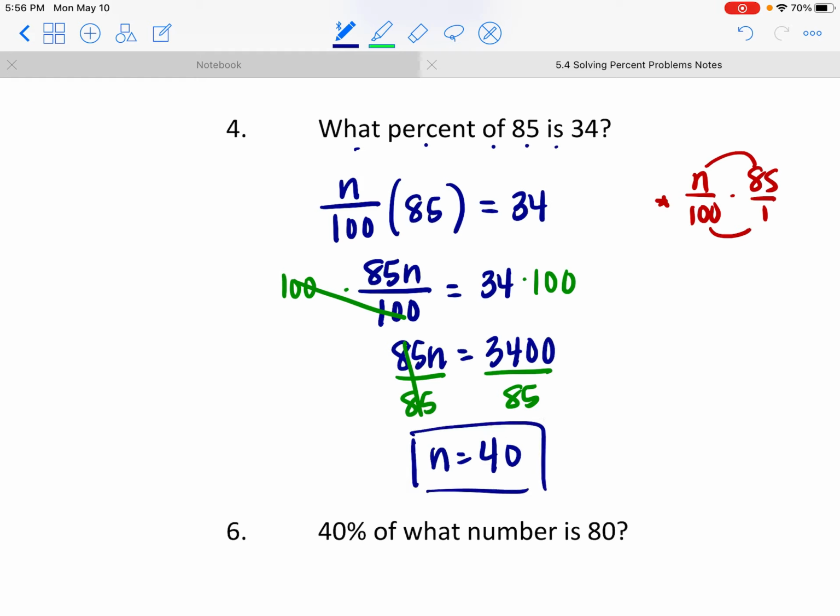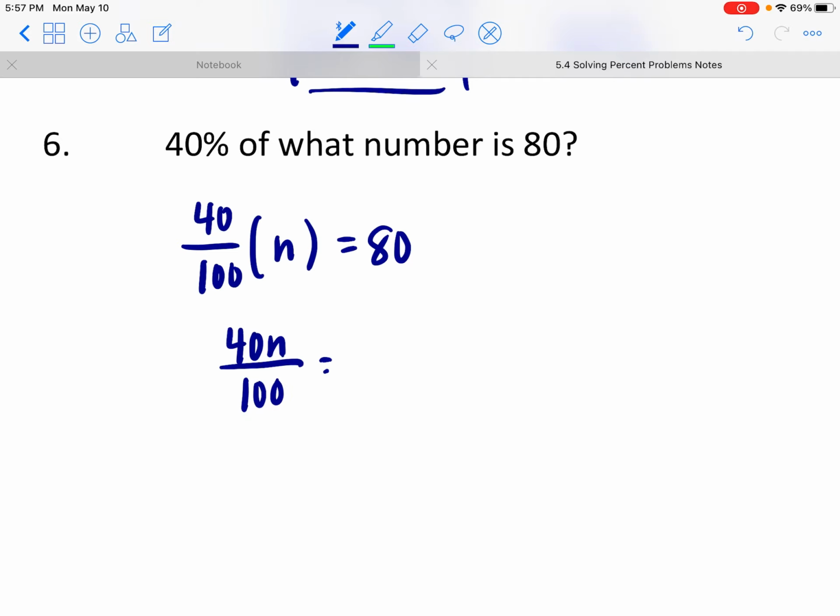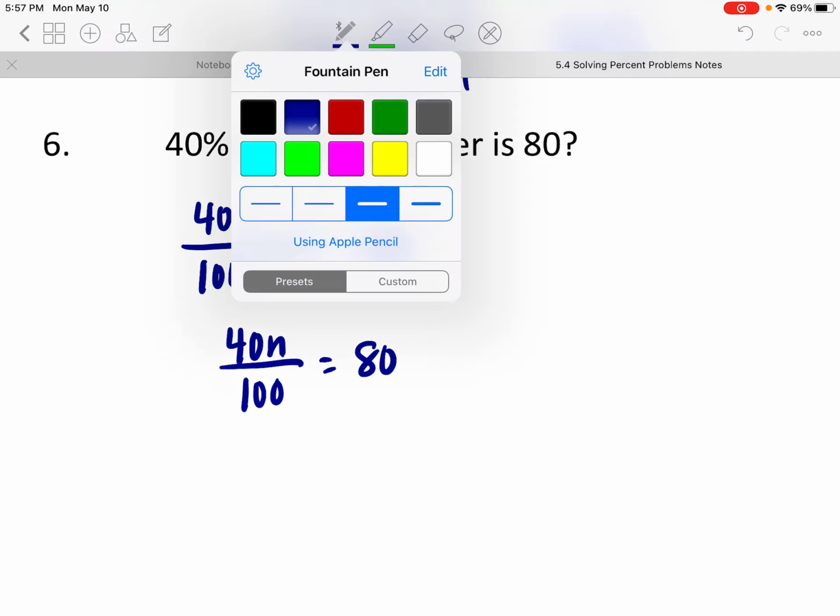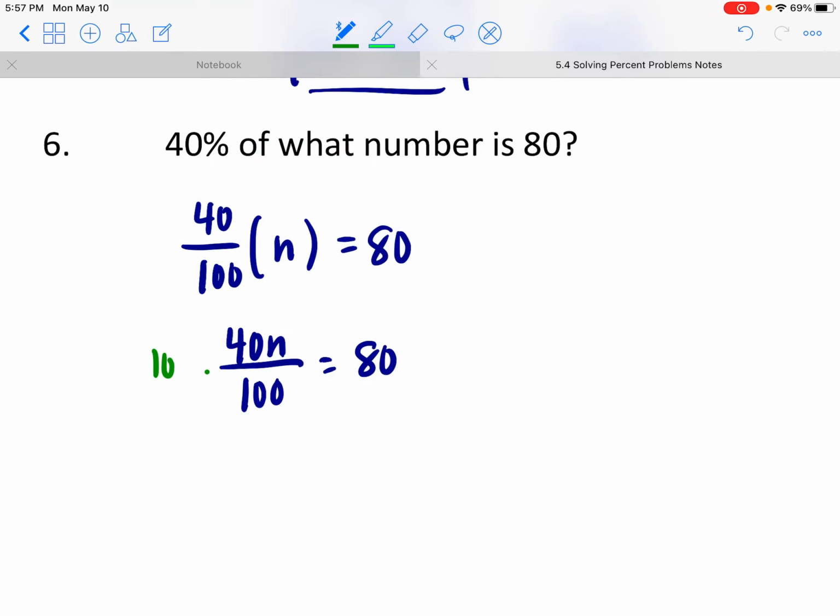And we got one last one. Again, feel free to pause the video and give it a try. This says 40%. 40% would be 40 out of 100. Of what number? So of n is 80. So again, this is going to be 40n over 100 equal to 80. So if I want to solve for n, I'm going to get rid of divide by 100. Again, you're seeing the patterns here. So we have 40n left equal to 80 times 100, which is 8,000.